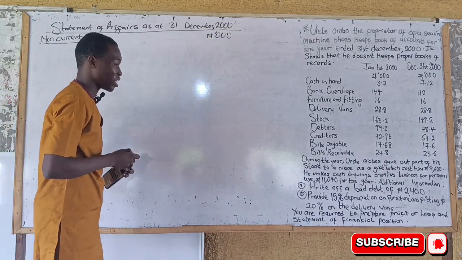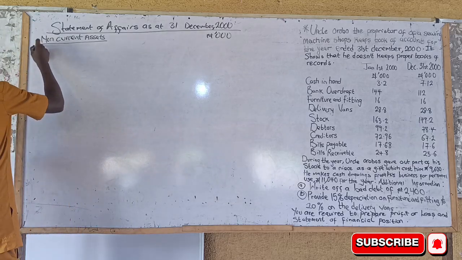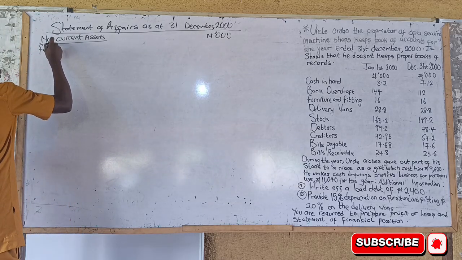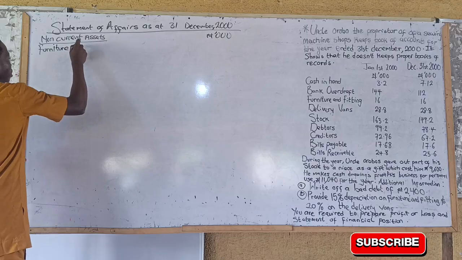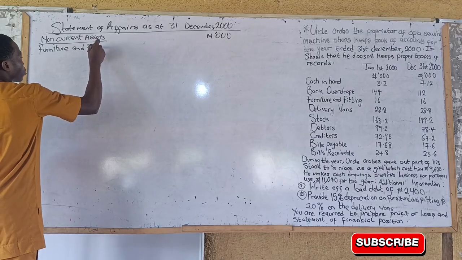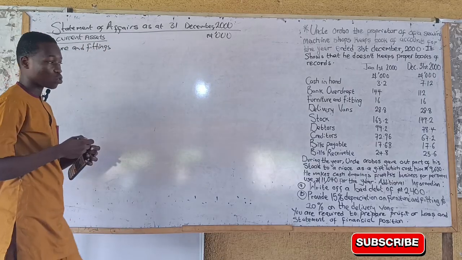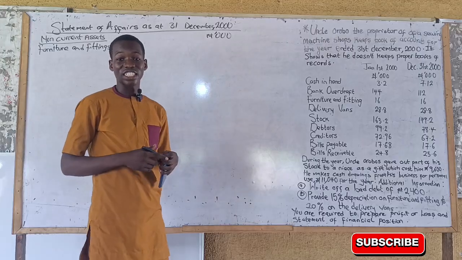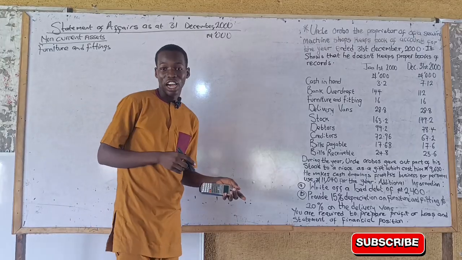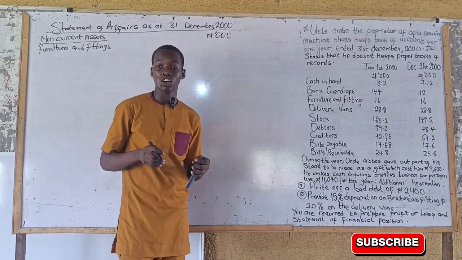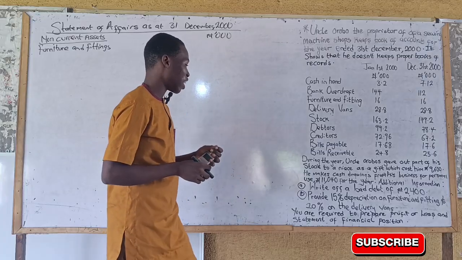So for the non-current assets, we have furniture and fittings. But one thing you should note is that there's additional information, and all this additional information is starting to tell us what happened during the year, right?